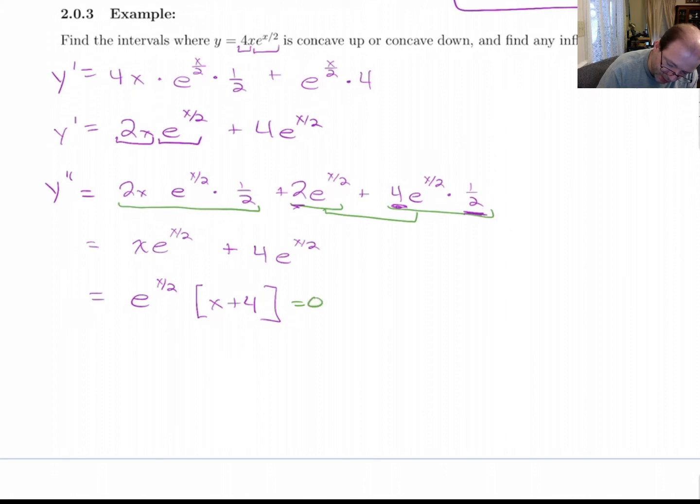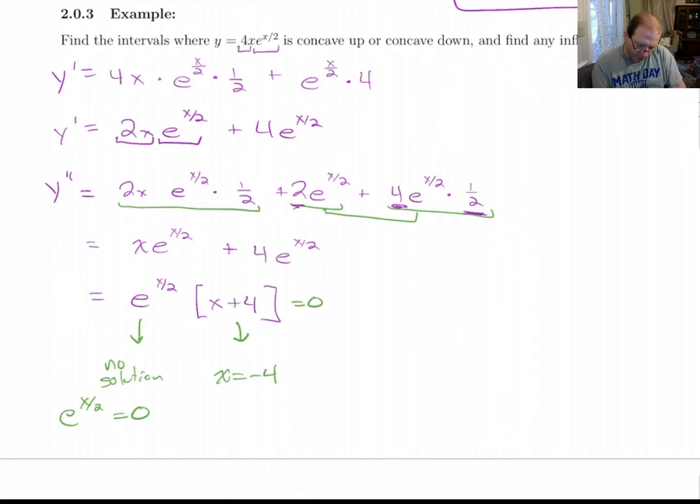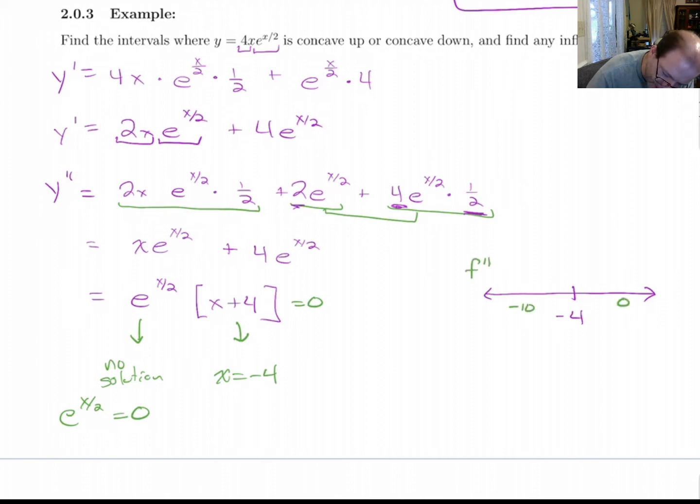If I take that and set it equal to 0, this gives me no solution. Why is that? It's because e to the x over 2 equals 0 has no solution. E to the x over 2 is always above the axis. This gives you x equals -4. So all this worked, but now we only have one critical number. So come over here. Just going to split this at -4. And I need a number over here and a number over here to plug into f double prime.